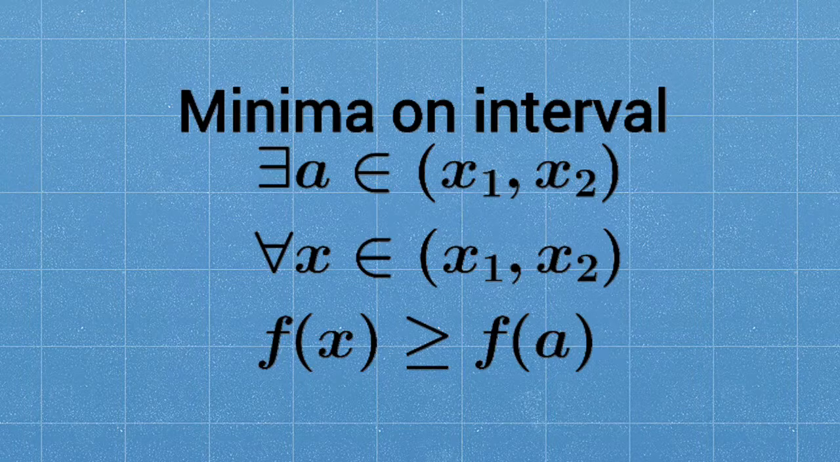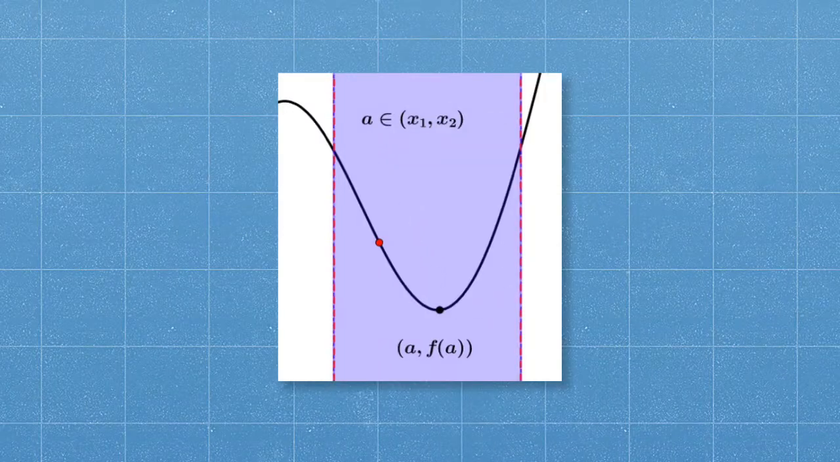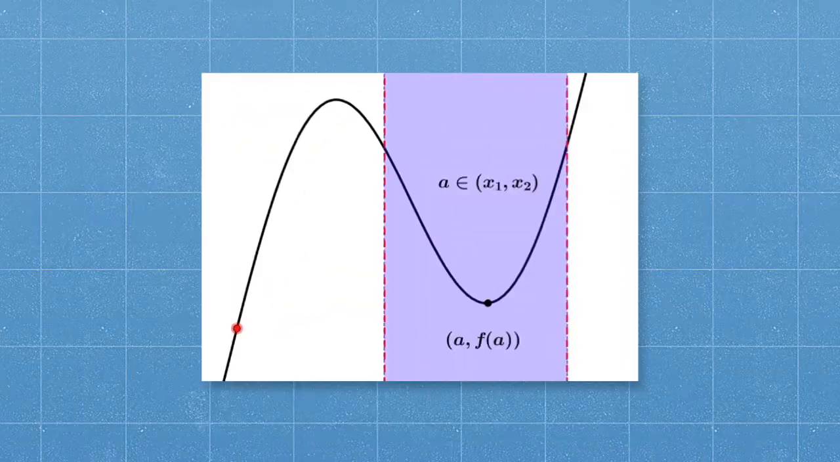Here's a very similar technical definition for the minima on an interval. Once again, when we're looking at the interval, the minima is the point for which there is no point further down in the graph. It does not matter if outside of that interval there is a point which is lower. The relative minima is still at a.